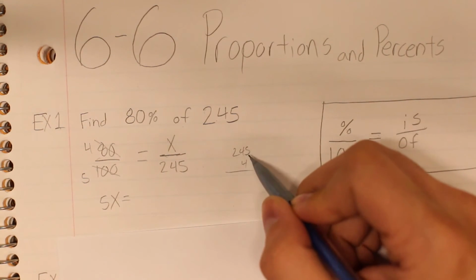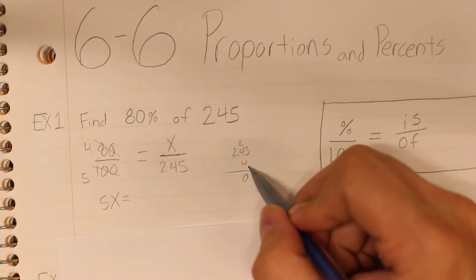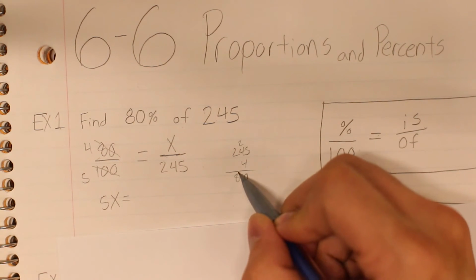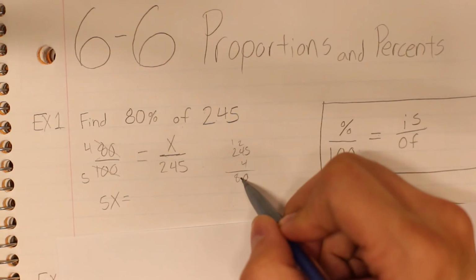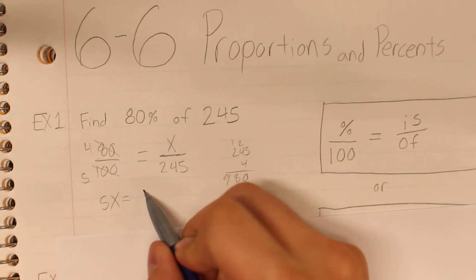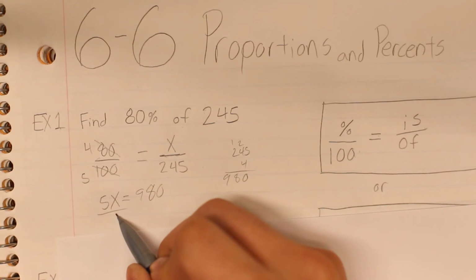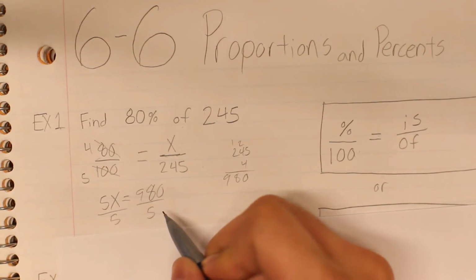times this? So 4 times that would be 20. Get my 0. 4 times 4 is 16. Do that. 8. Got the 1. 4 times that is 8. The 9. So 980. So we had 980. Divide by 5. Divide by 5.